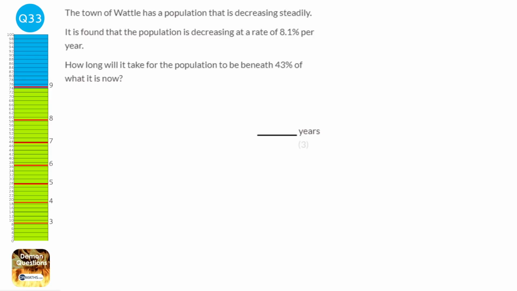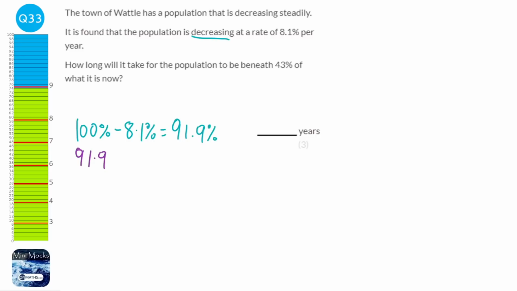So we're going to start by finding the multiplier. So we start off with 100%. It says it's decreasing at a rate of 8.1%. So we're going to take away the 8.1%. And then when we do that, we get 91.9%. Make that a multiplier by dividing it by 100, essentially making it a decimal. So whenever we get a number and we times it by 0.919, we're decreasing it by 8.1%.